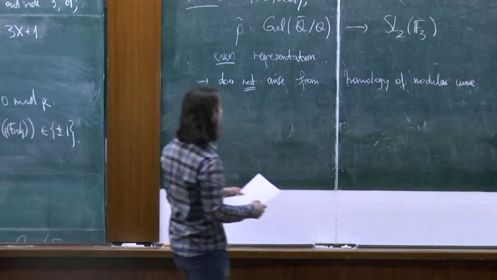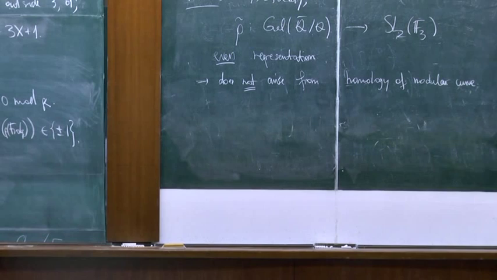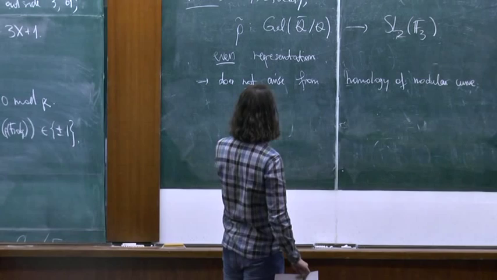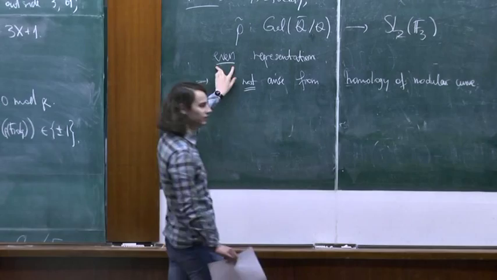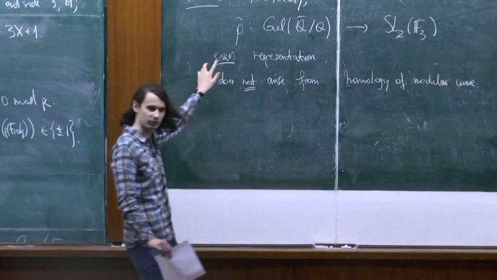However, this example shows that if you restrict this to this imaginary quadratic field, then it does come from the homology in this hyperbolic three manifold. And so what happens here is that as soon as I restrict to this imaginary quadratic field, this even odd distinction goes away, because it comes from the complex conjugation, which comes from the real place.